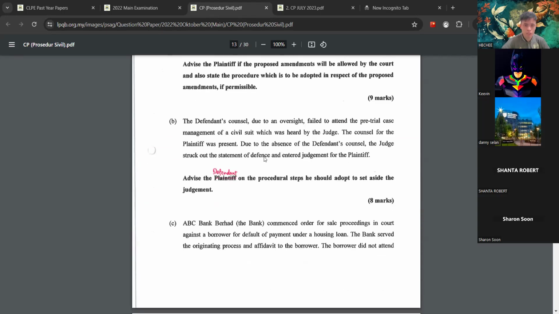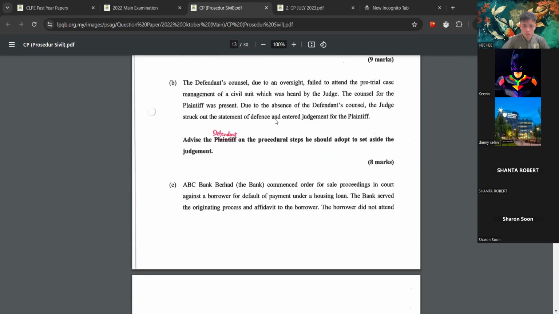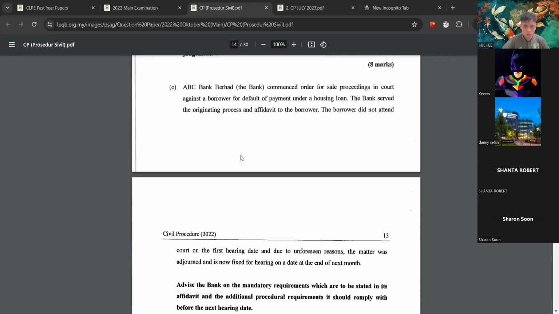Okay, we come to part B. Defendant's counsel, due to oversight, failed to attend the PTCM of a civil suit heard by the judge. Counsel for the plaintiff present. Due to absence of the defendant's counsel, the judge struck out the statement of defense and entered judgment for the plaintiff. Advise the defendant on the procedural steps he should adopt to set aside the judgment. How to go about?